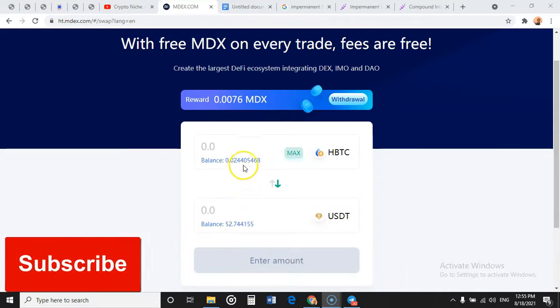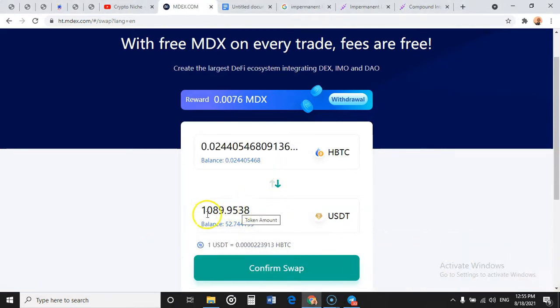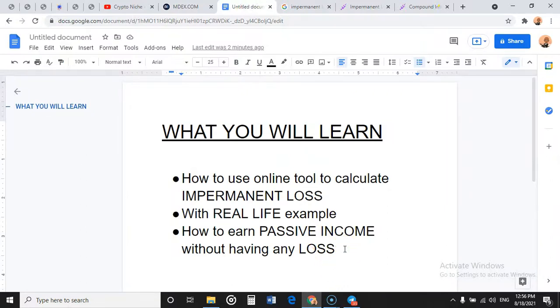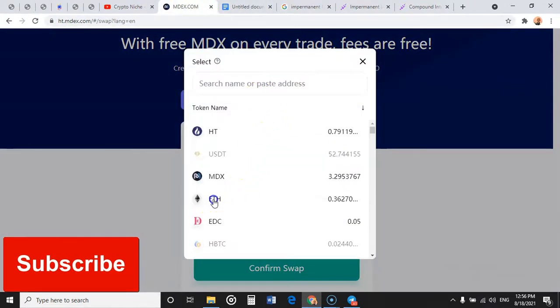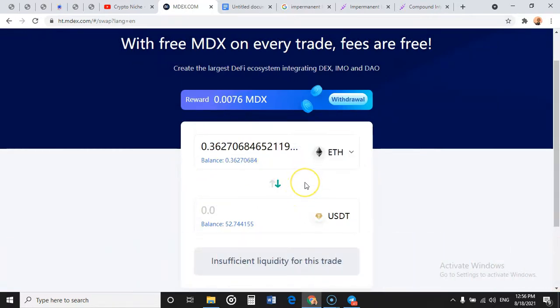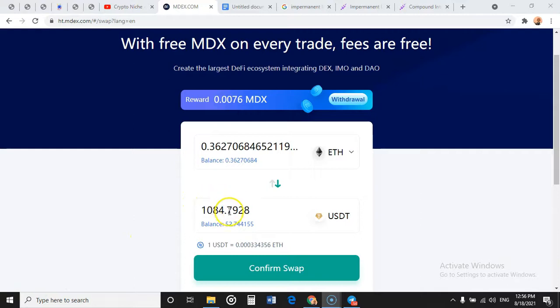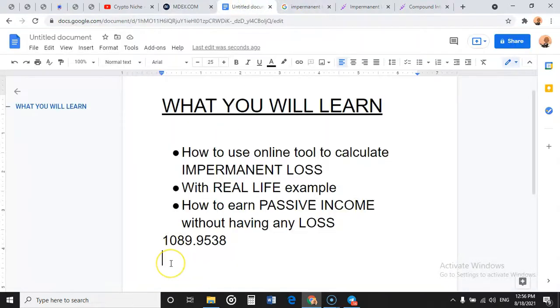As you can see, I have 0.0244 BTC here, and how much is that equivalent to in USDT? So it is equivalent to 1,089.95 USDT. Okay, so I'm going to copy this now and paste it here. So I'm going to check. I think I have Ethereum here. That's 0.36 Ethereum. Then how much is that worth in USDT? This is worth 1,084.79 in USDT. All right. So since this is lower than BTC, we are going to use this as our benchmark.